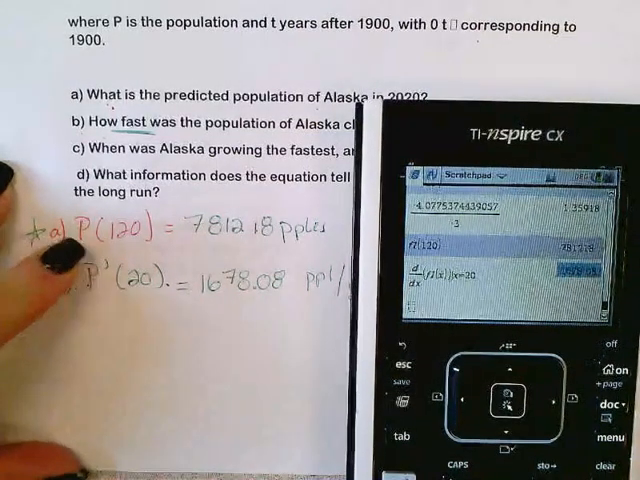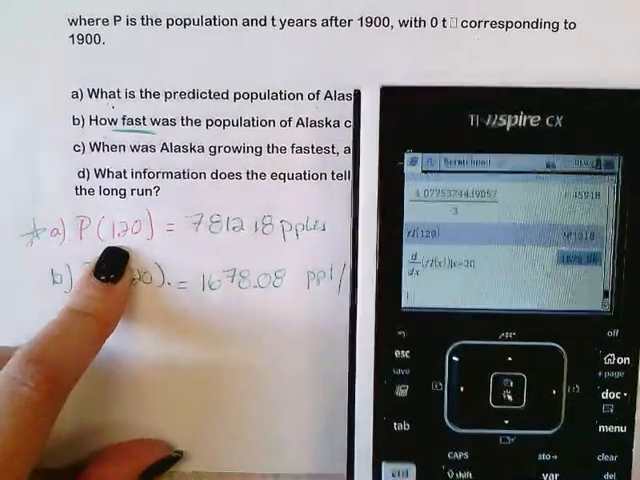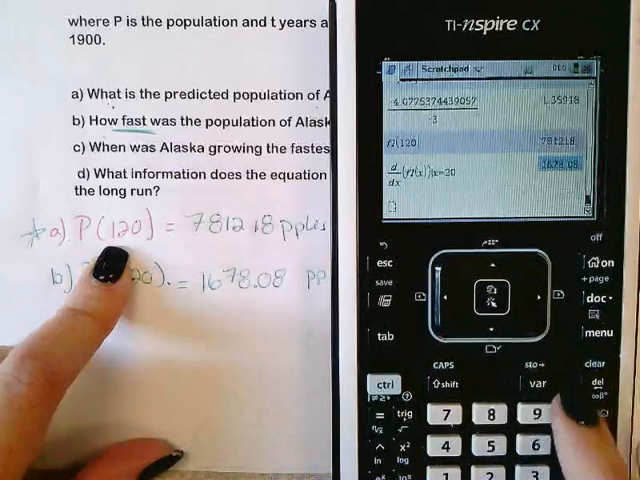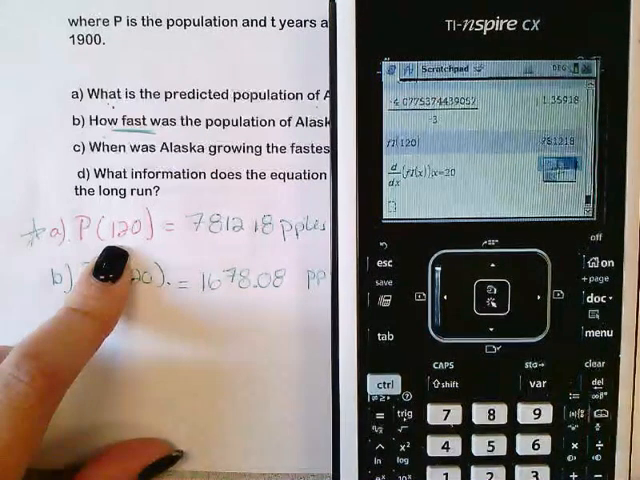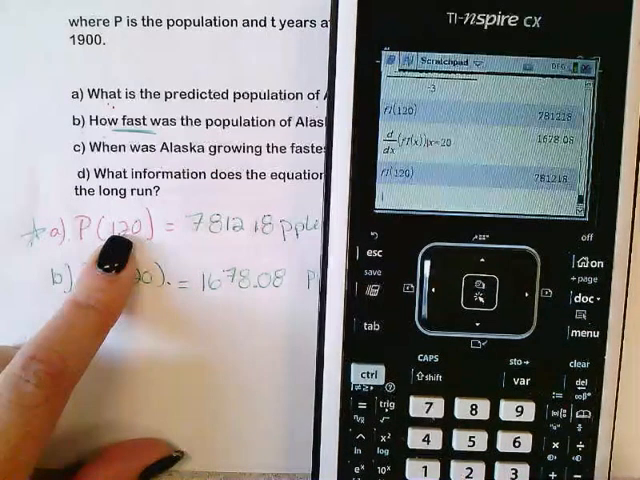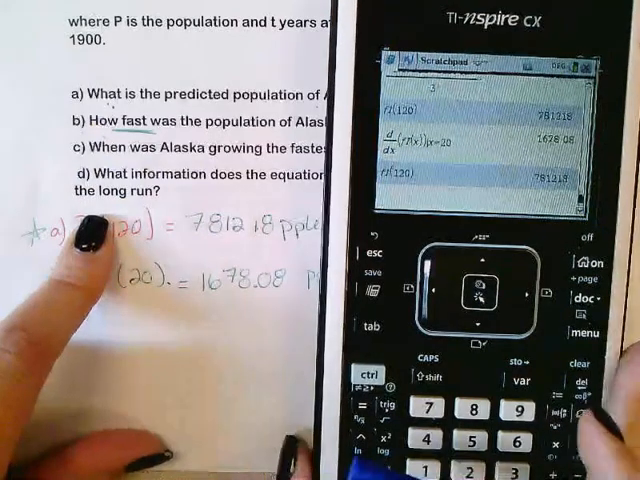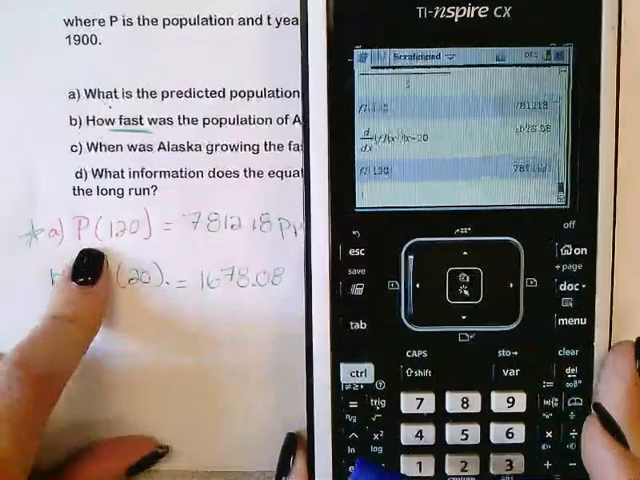Okay, so we graphed it in our calculator, and then you can go back to your scratch pad and use f of 1, because we graphed it in f of 1, so we can use the var button and then use f of 1 because that's what we want to do, and then we plugged in 120 and we got our answer. That's for part A. What is the predicted population of Alaska in 2020?